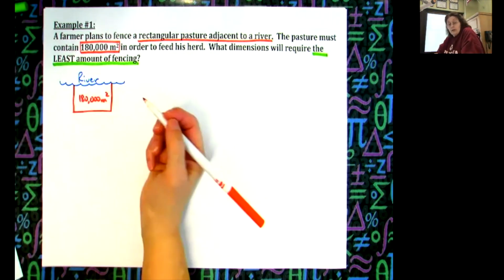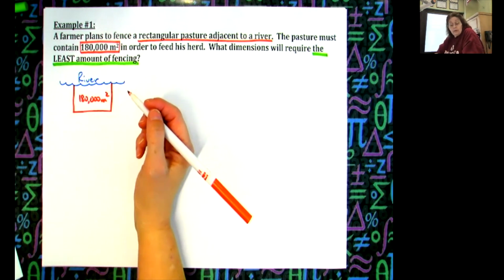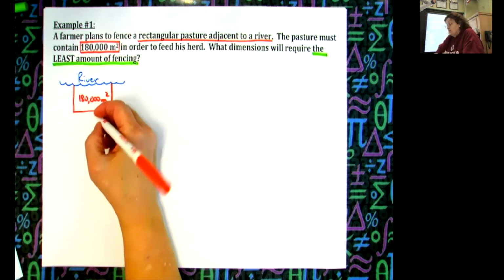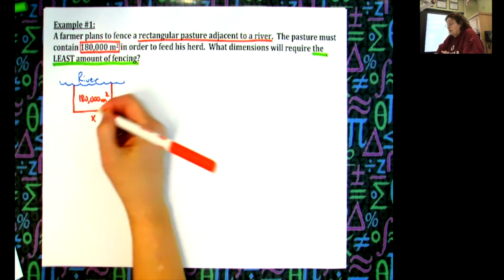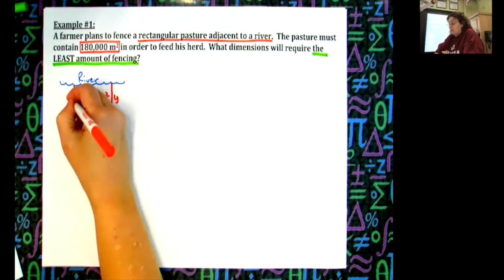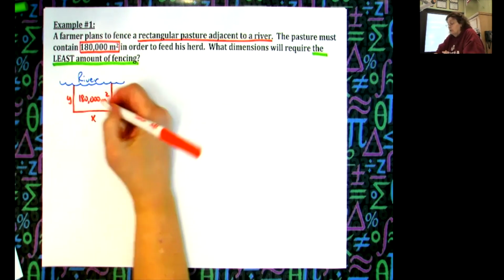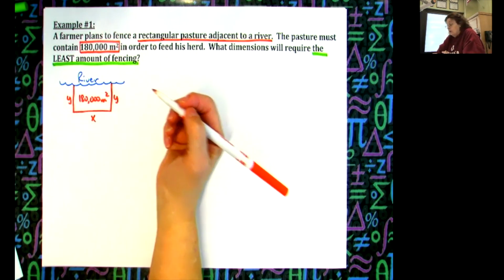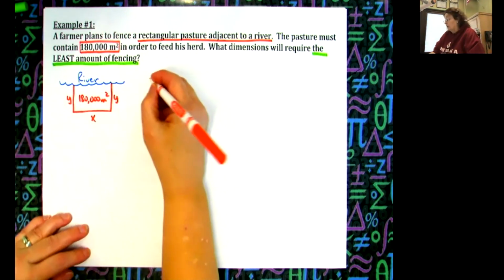Now dimensions. I don't know what the dimensions are of this; I'm trying to figure them out. It really doesn't matter how I set them up. I generally put X here, and then if I put Y here, then Y is also over here, right? Because this dimension and this dimension would be the same. So let's identify our given.